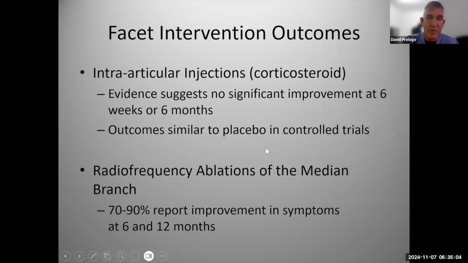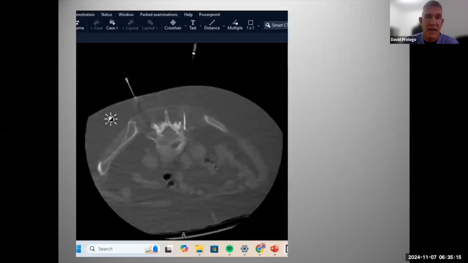Unlike radiofrequency ablations of that medial branch, almost everybody reports significant improvement in symptoms at 6 months and 12 months. So a very powerful procedure at our disposal.